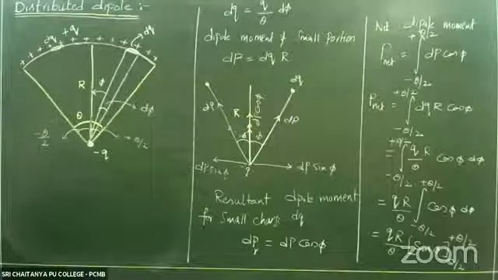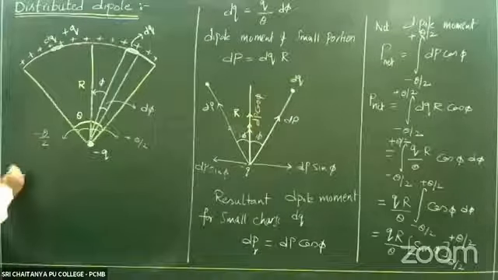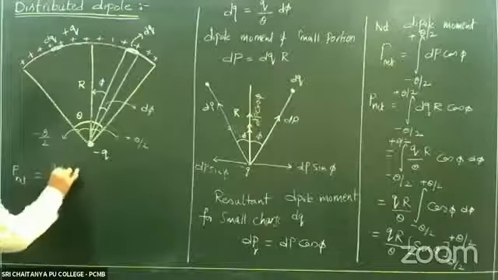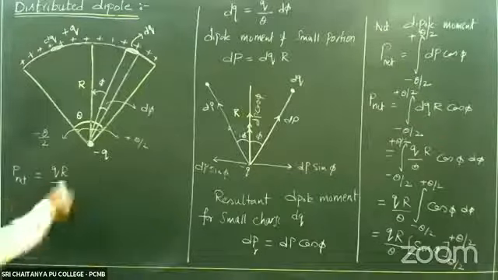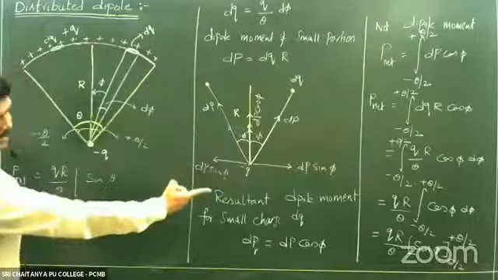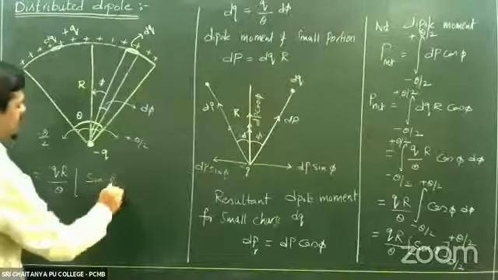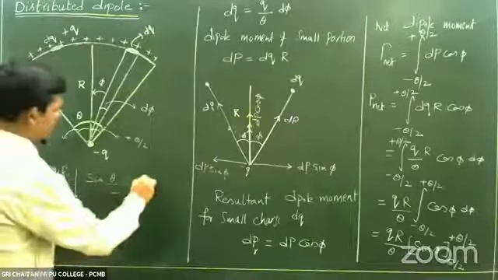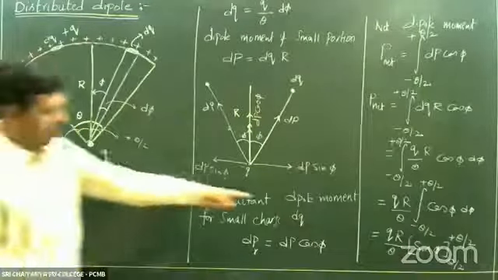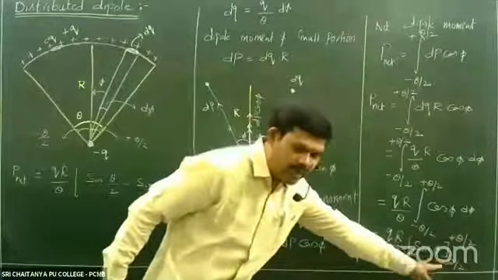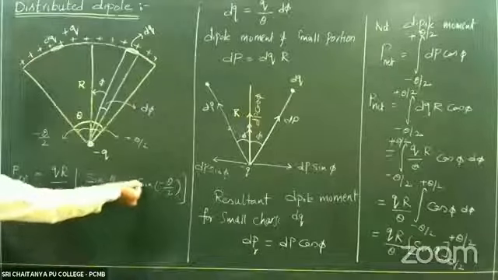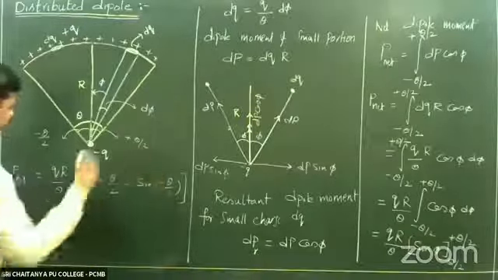Next, apply the limits. Then what is P net here? QR by theta, sin. I am applying in case of pi limits: sin theta by 2 minus of sin minus theta by 2. Upper limit plus theta by 2, lower limit minus theta by 2. If I apply upper limit sin theta by 2 minus of lower limit sin minus theta by 2.